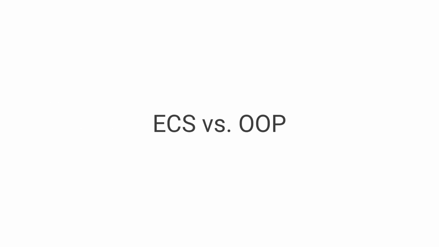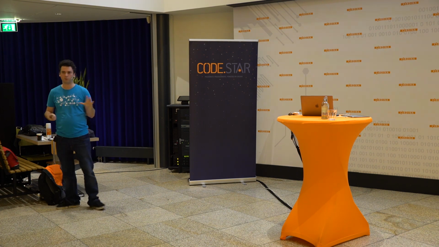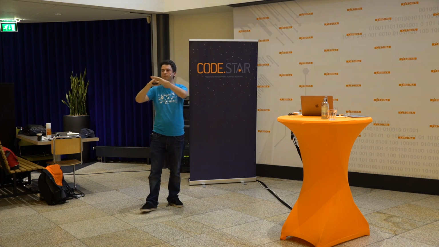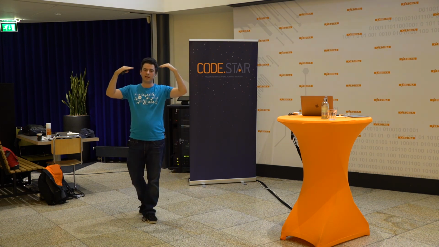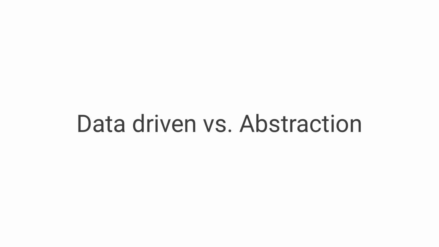Okay, ECS versus object-oriented programming. I think the main difference is that with object-oriented programming, we think in terms of abstractions, right? We think we have a shape, we have a circle, we have a rectangle, and then they do stuff. So we basically go top-down. Most of the time in object-oriented programming, we think about a situation where we have a person, we have an account, and so on, right? With ECS, we are data-driven. We go bottom-up. We just see, okay, what is actually the data we have?